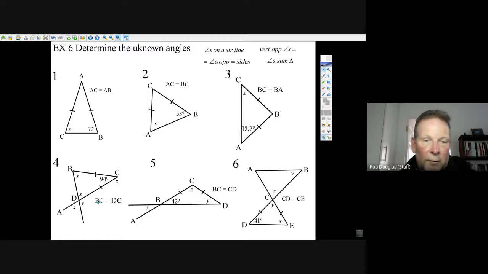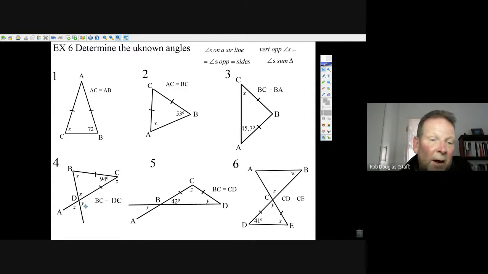So that's what's true. BC is equal to DC. Well, if those two sides are equal, it makes those two angles equal. How are we going to figure out how big they are? Well, it has to do with the angles adding up to 180 degrees and two equal things adding up to this 180. There's a bit of thinking there.